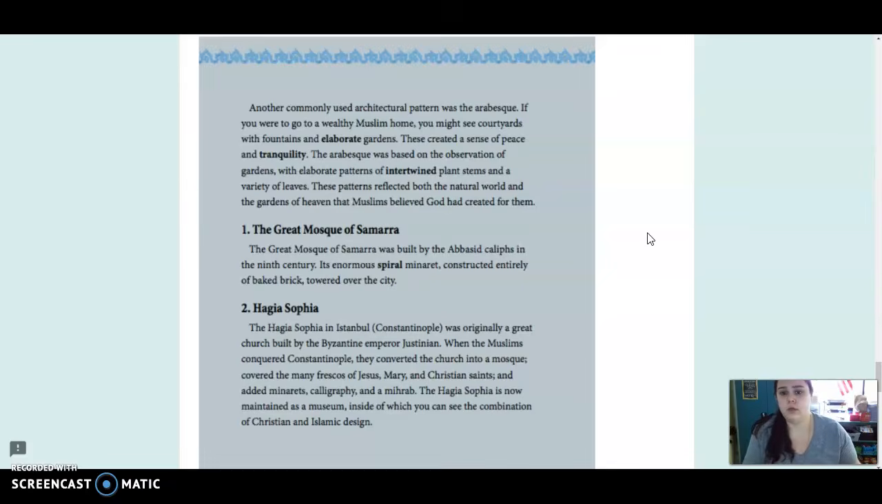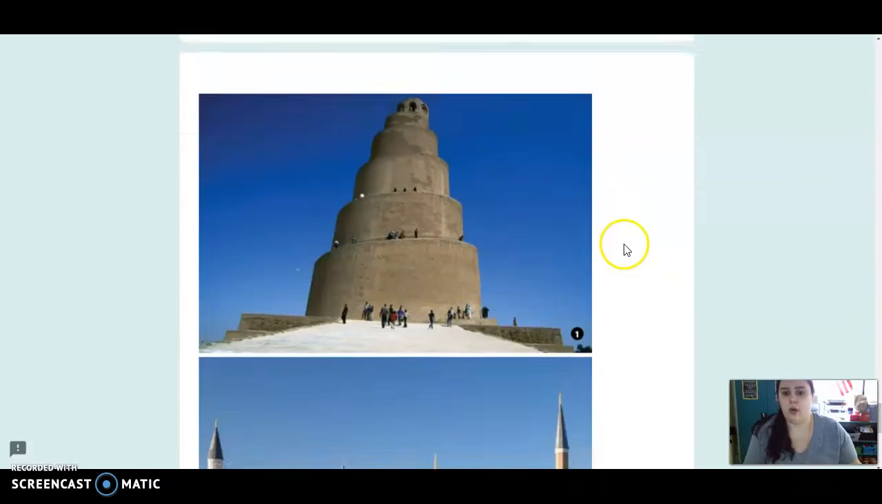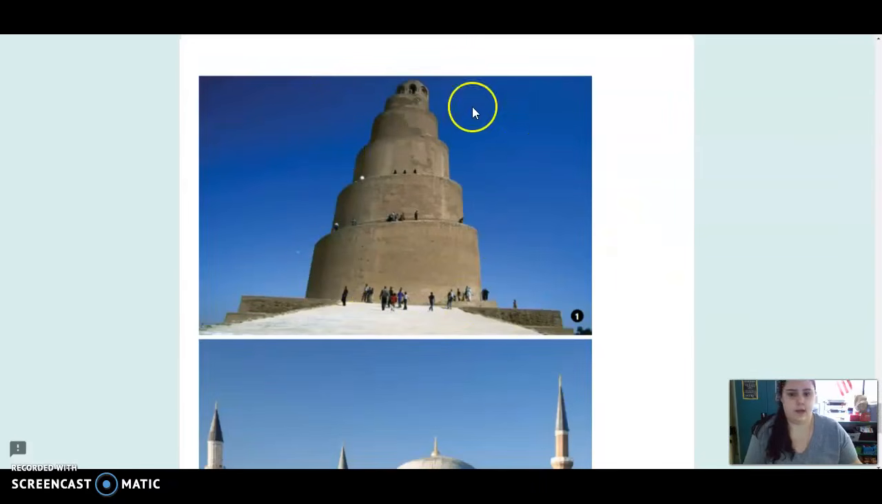The Great Mosque of Samarra was built by the Abbasid caliphs in the 9th century. Its enormous spiral minaret, constructed entirely of baked brick, towered over the city. And that is right here.